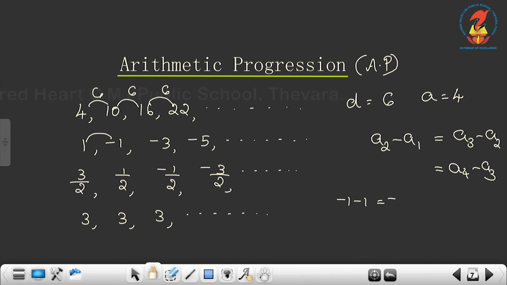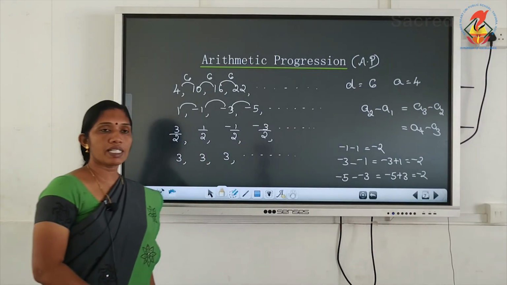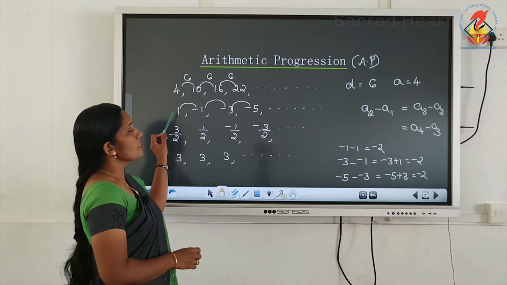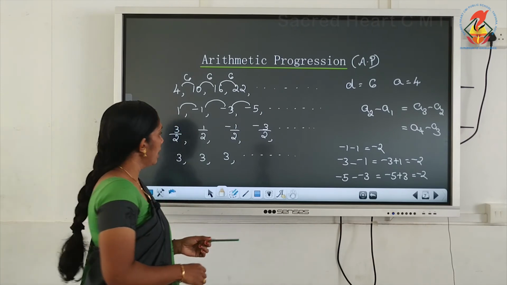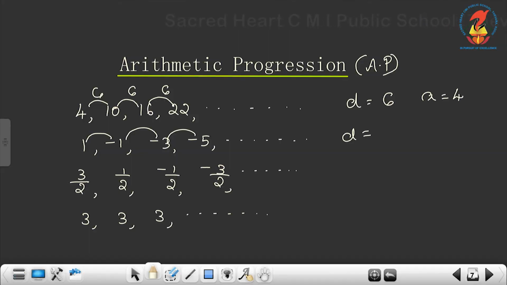Minus 1, that's the rule. Minus 1 is minus 2. Now what is minus 3 minus 1? That is minus 3 plus 1, again minus 2. Then what is the difference between minus 5 and minus 3? Minus 5 plus 3, that is also minus 2. So the difference is same, that means this is also an AP. Now what about the third one? So here the second one, common difference minus 2, the first term is 1.